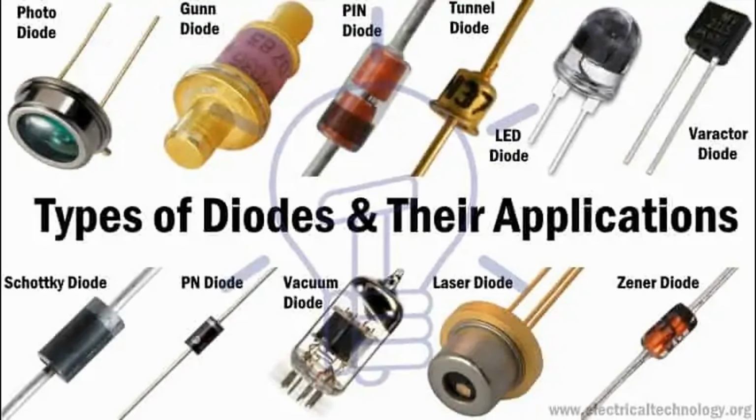What is a diode and how does it work? A diode is a two-terminal semiconductor device that allows current to flow in only one direction. It acts as a one-way valve for electric current.